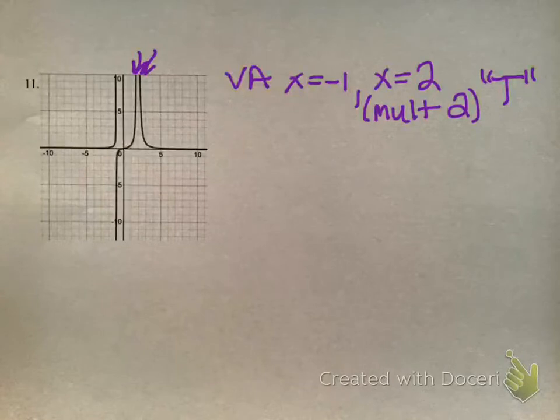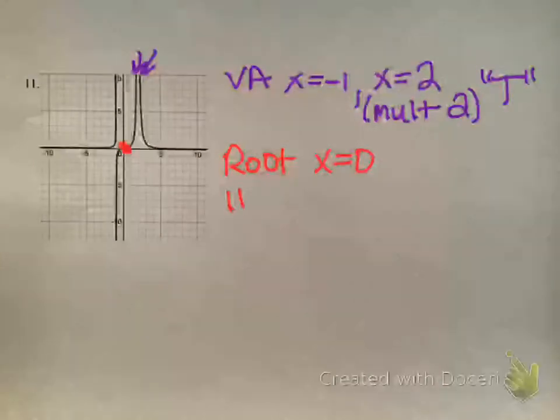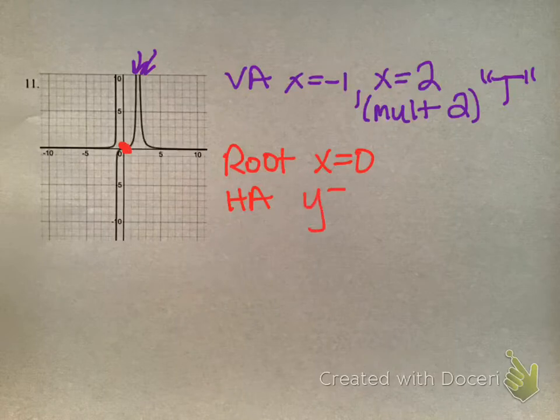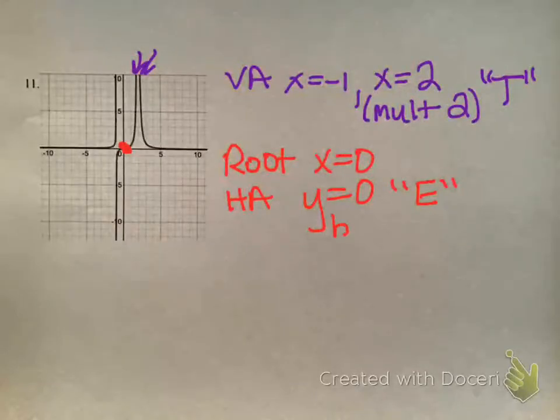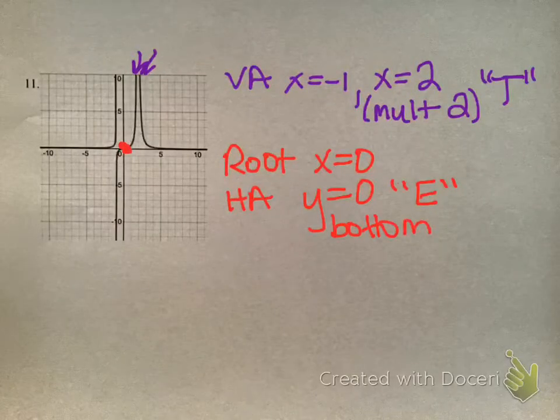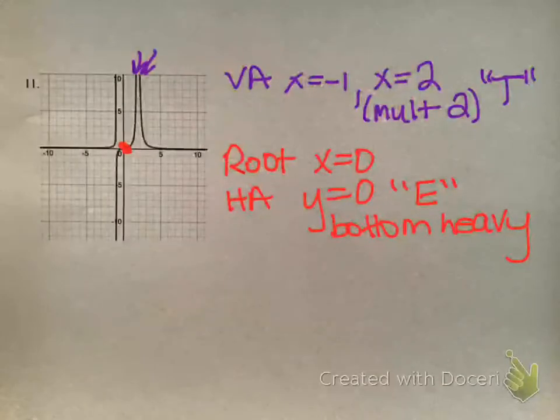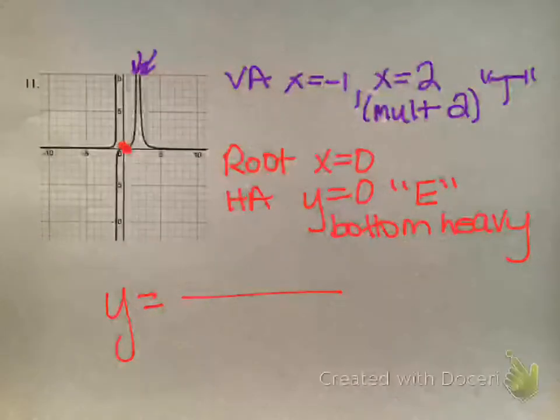Then we also notice that we have an x-intercept, and of course that's also the y-intercept. So we have one root on this graph at x equals 0. And we can tell that we have a horizontal asymptote at y equals 0 because the ends of the graph are very, very flat and very, very close to 0. And so, of course, this would be the e step of Schrade. And that just tells us that we need to make sure we end up with a bottom-heavy equation once we're done.